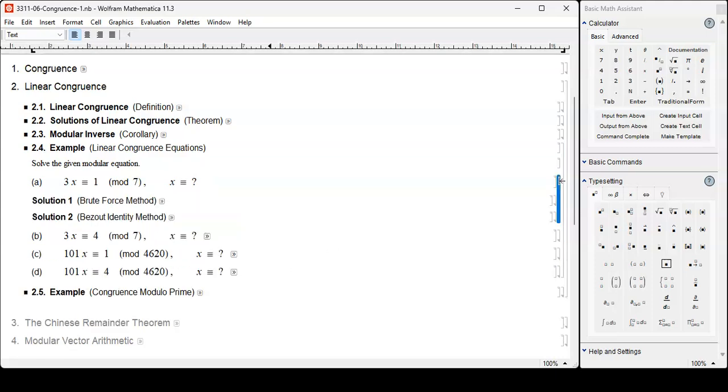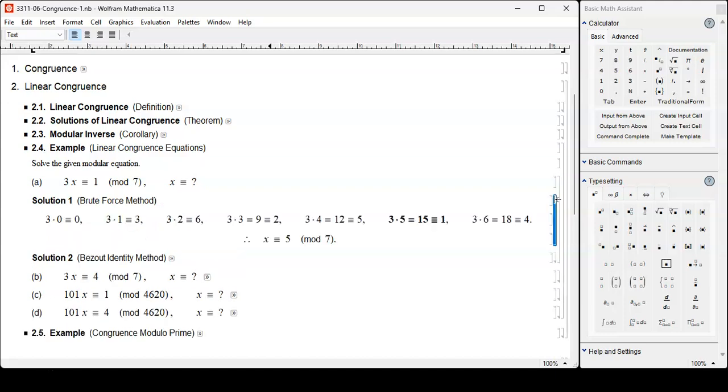Problem A, well, we can consider two methods. One, the brute force method, just try them all. 3 times 0 is 0, no problem there. And then 3 times 1 is 3. No problem there either. And then we can consider all other cases.